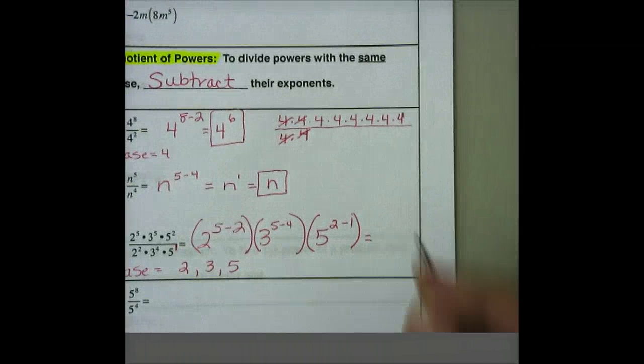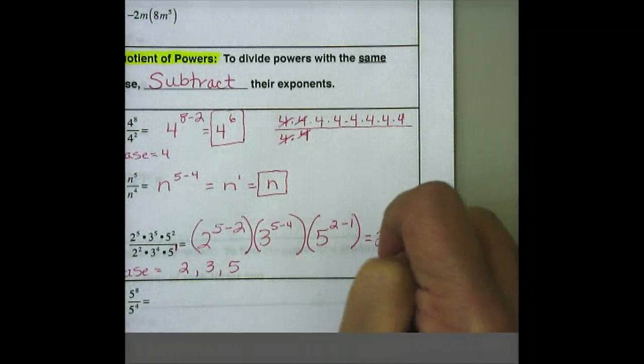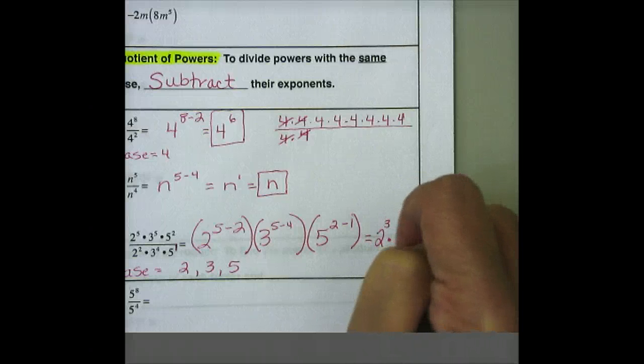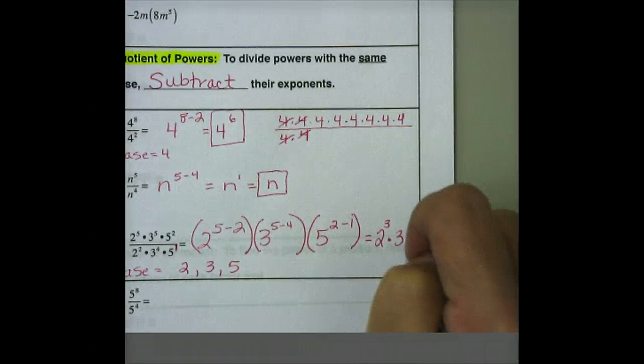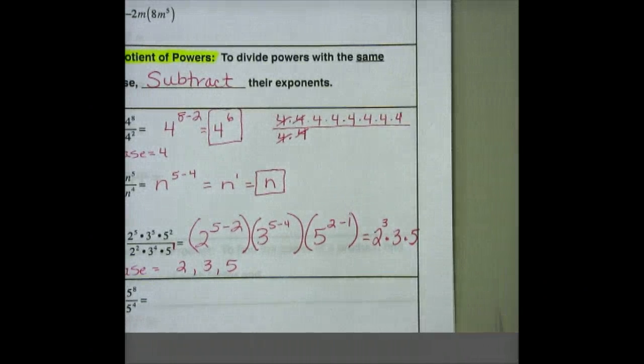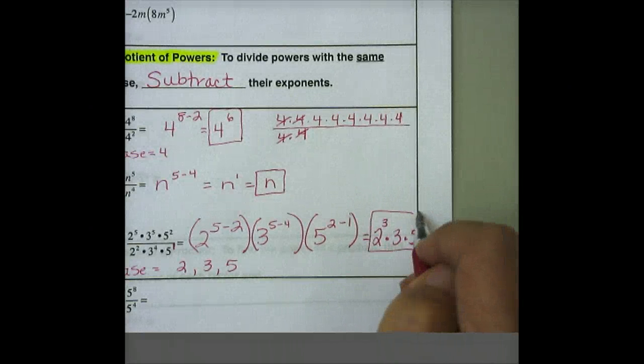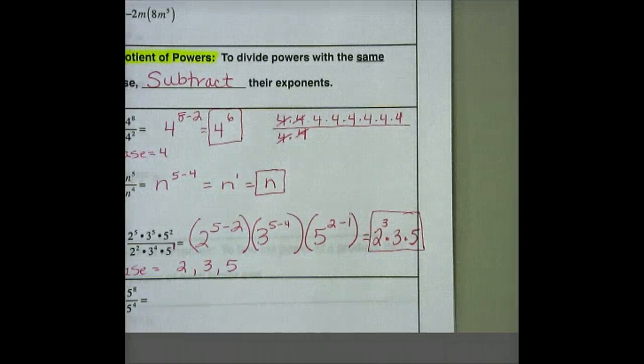And then when we work it out, we're going to get 2 to the 3rd times 3 to the 1st, and so I don't need the 1, times 5 to the 1st. And again, I don't need the 1. So my answer would be 2 to the 3rd times 3 times 5.